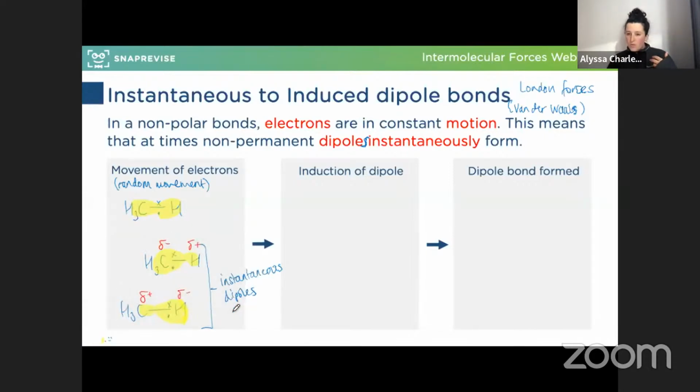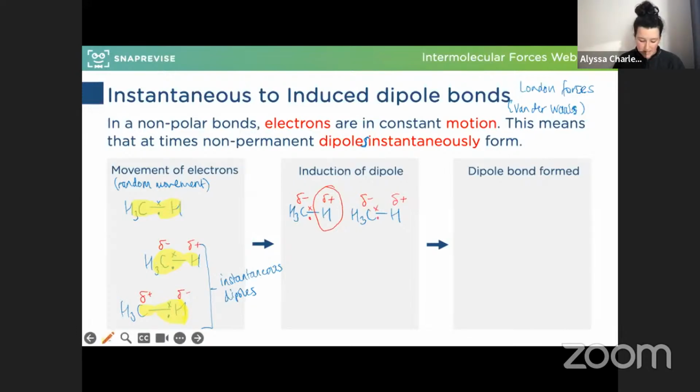So if you have an instantaneous dipole forming, in that instant, there is a dipole. And that instantaneous dipole can induce a dipole in a neighboring molecule. Let's just show that occurring here. The induction, inducing something, is causing it in another molecule. So if you've got two molecules that are sat next to one another, and we have, let's say, an instantaneous dipole formed in our one molecule, then the positive side of the dipole can attract the negative electrons in the neighboring molecule, inducing a dipole in the neighboring molecule. Here we get an induction.